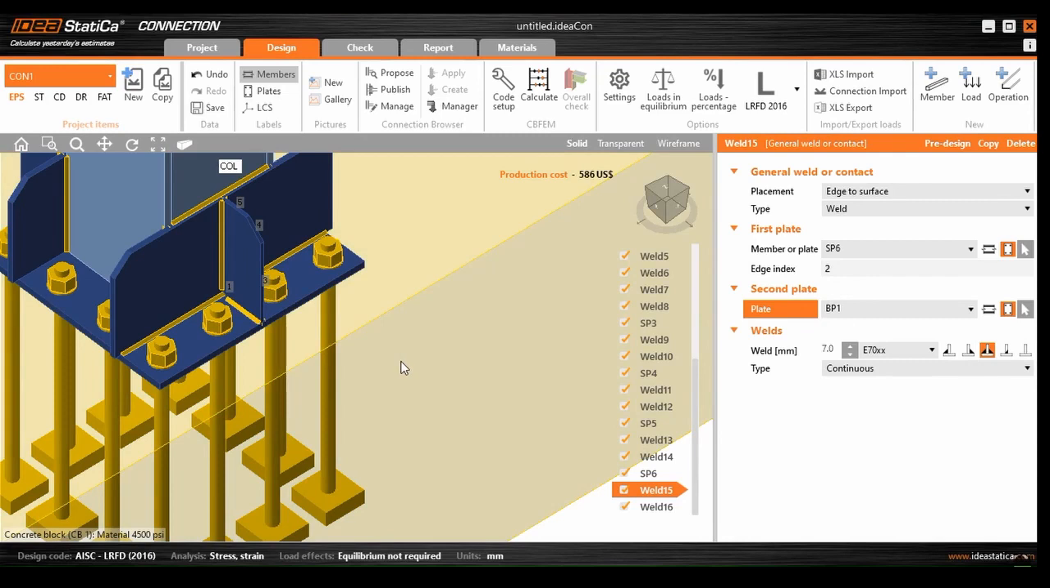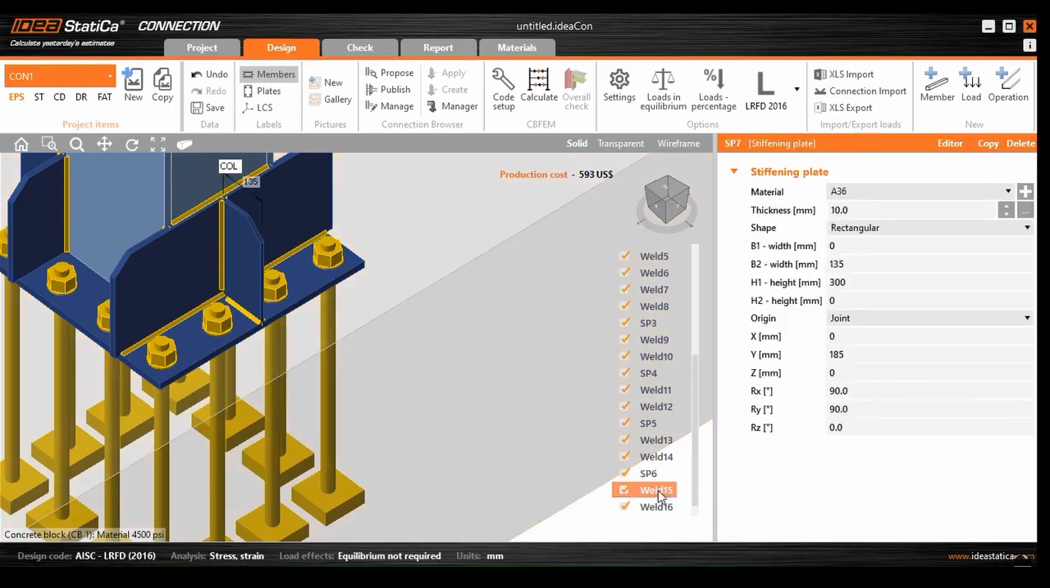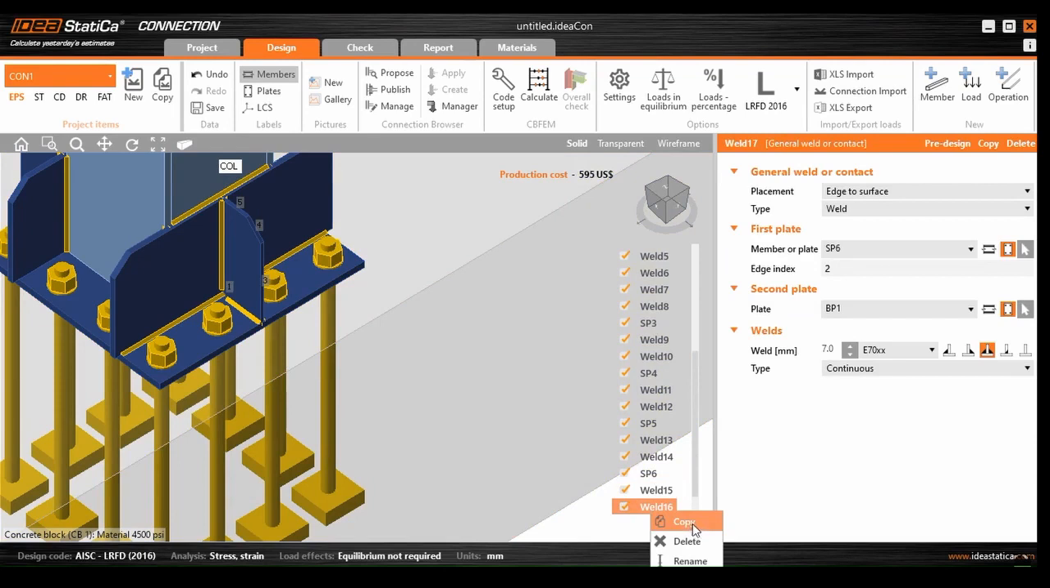So now make another 2 copies of SP6 and create welds for them as well. So create a copy of SP6, create a copy of weld 15, and create a weld of weld 16. Now choose SP7.